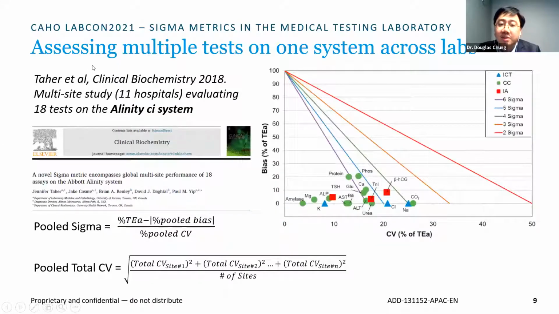Second example, you can also use sigma metrics to assess multiple tests on one system across many different labs, right? This study came out in 2018 and was published in Clinical Chemistry, looking at 11 hospitals evaluating 18 tests on one system. This is the Alinity system. They were able to adjust that formula by pooling the bias and pooling the CV across multiple sites, deriving the sigma metric and plotting that on the method decision chart. As you can see, on this particular system across multiple hospitals, they were able to achieve excellent performance, with most of these assays operating in this lower left-hand corner.